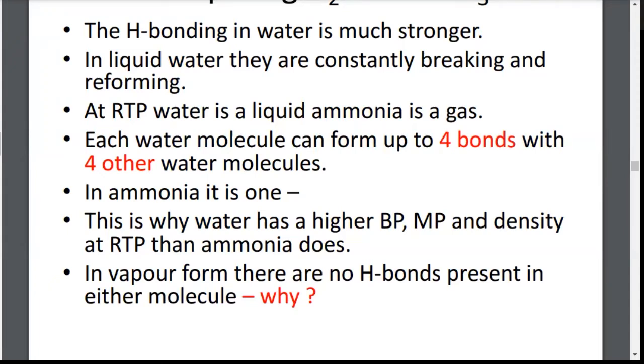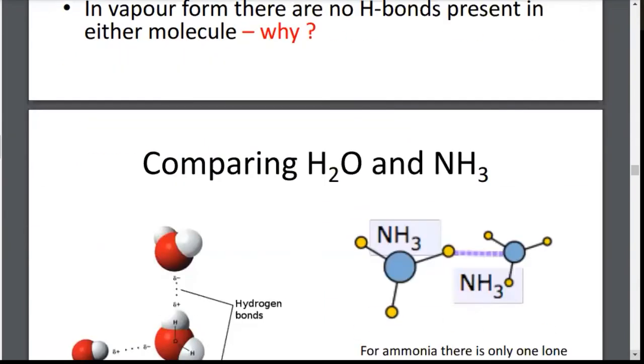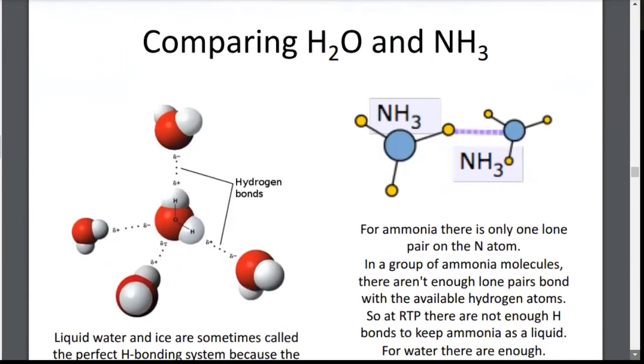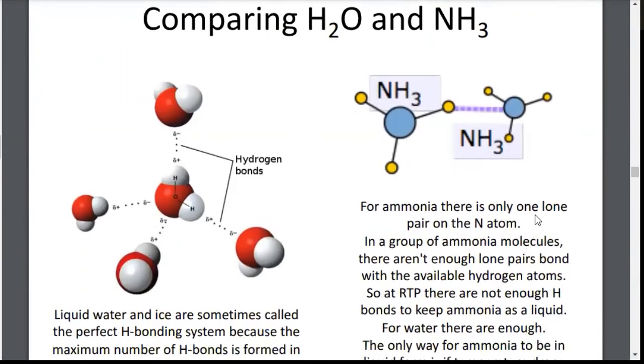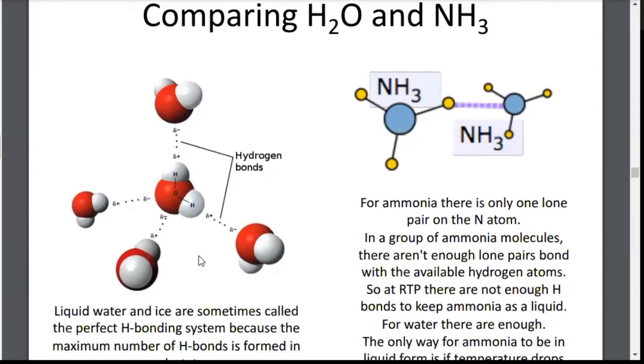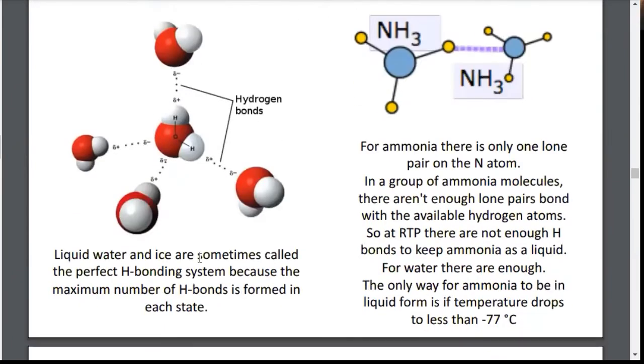Okay, moving to the next slide. This is another quick picture to show what we're talking about. Here we are, the water molecule. Four hydrogen bonds can form because of the way that the molecules organize themselves. Liquid water and ice are sometimes called the perfect hydrogen bond system because the maximum number of hydrogen bonds is formed in each state. And by state, we mean gas, liquid, or solid.